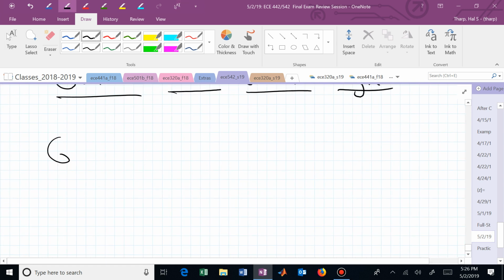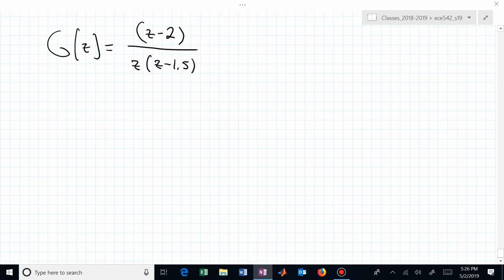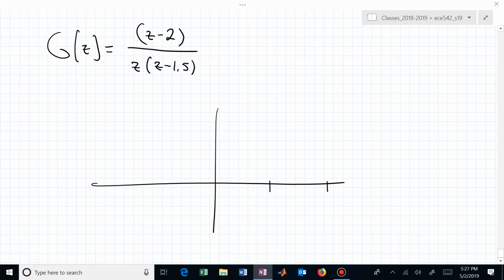Suppose now g of z is (z minus 2)(z minus 1.5). Probably getting tired of this one, aren't you? Is that what we have? How do we deal with this problem?